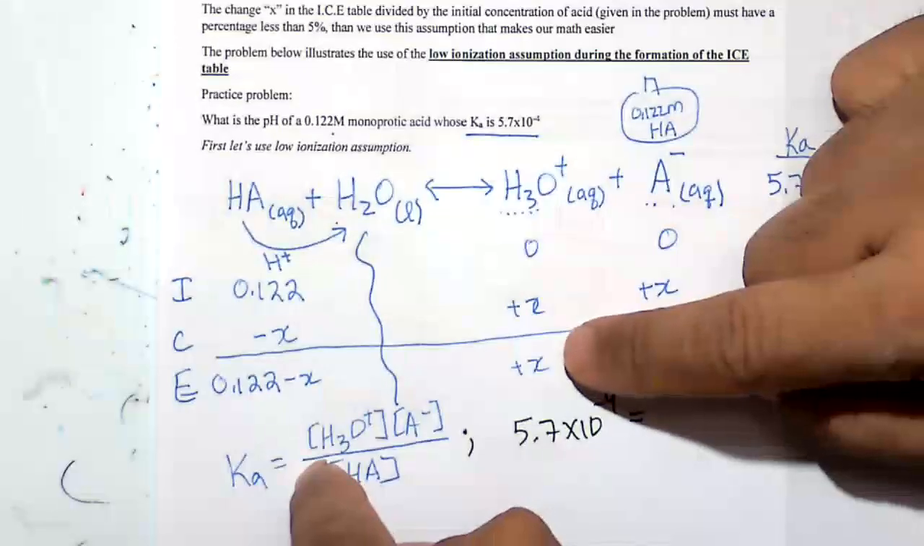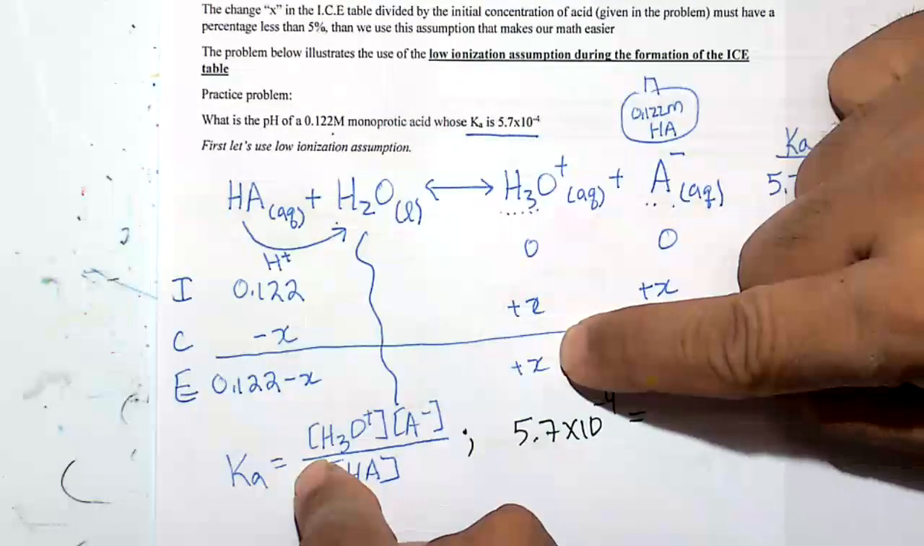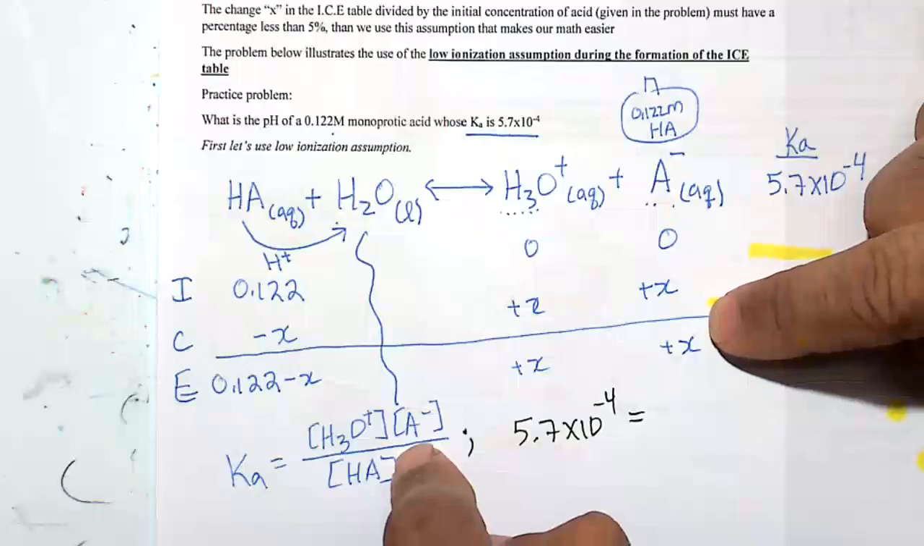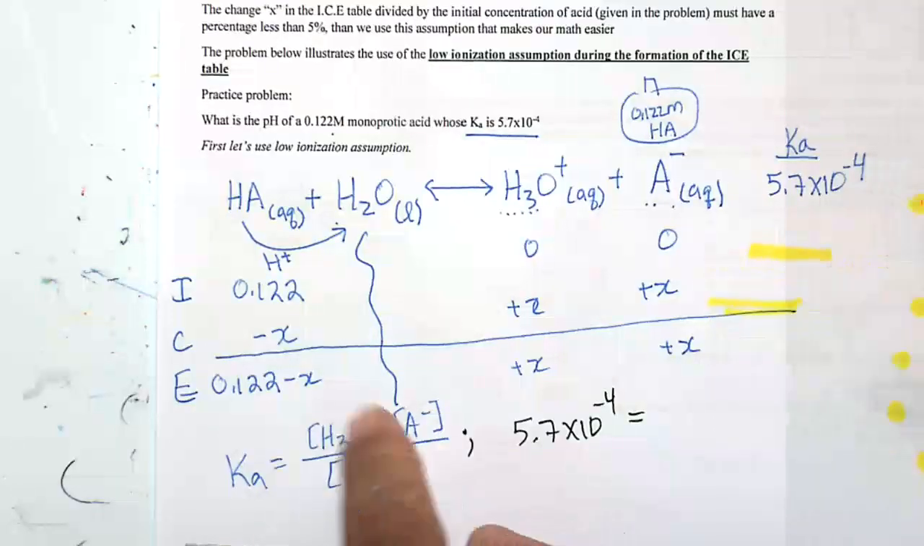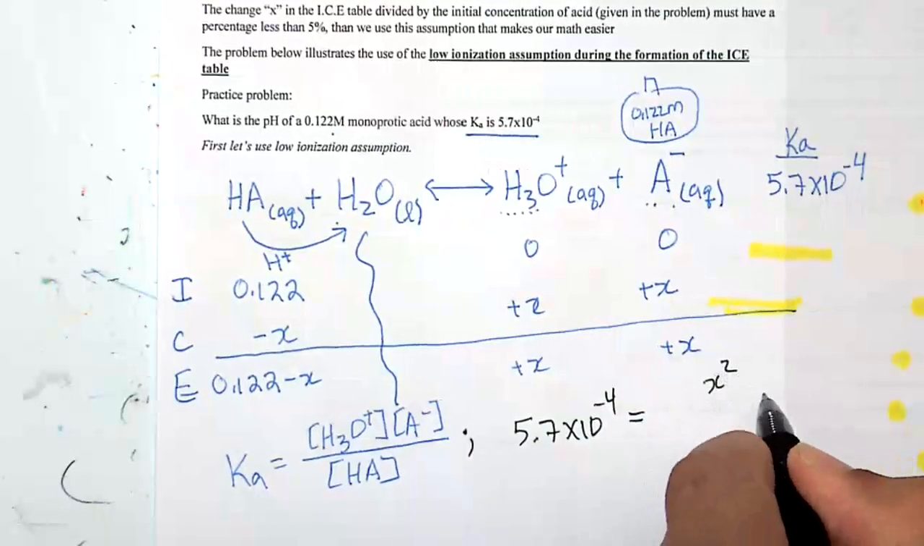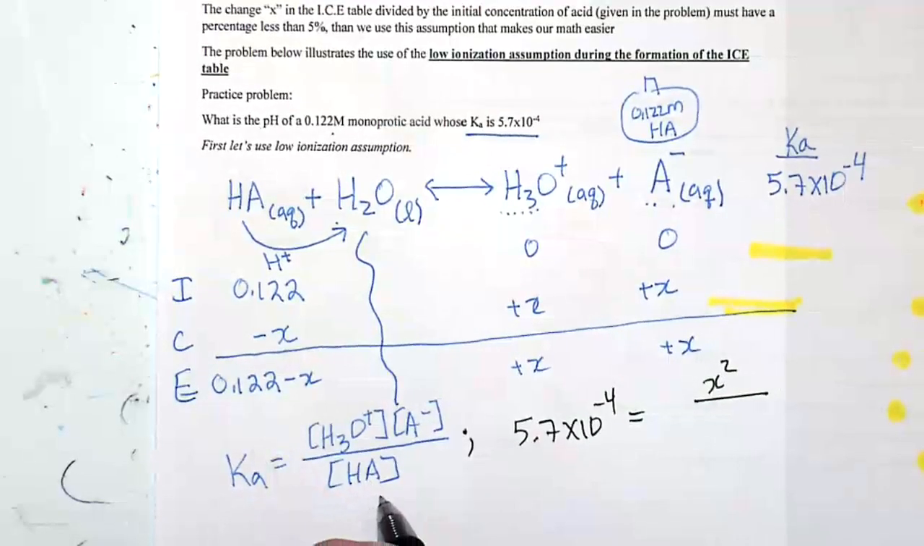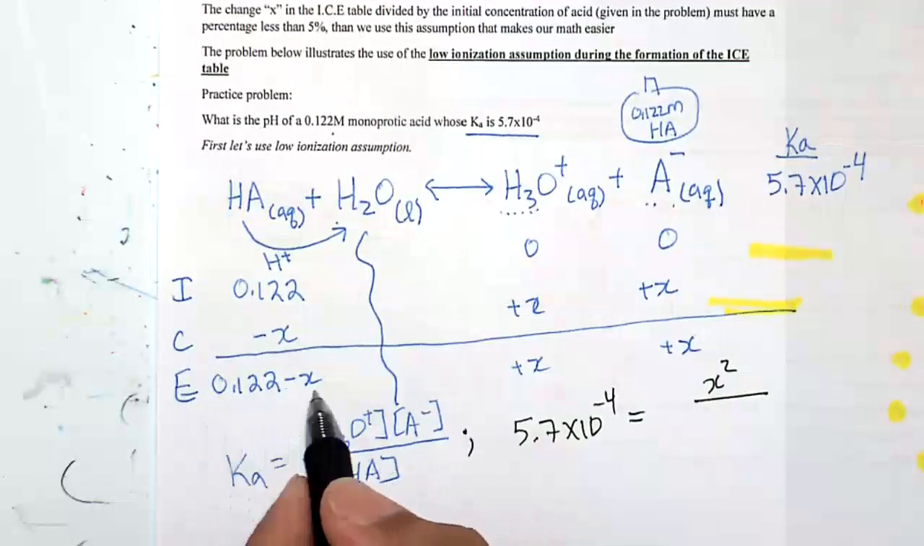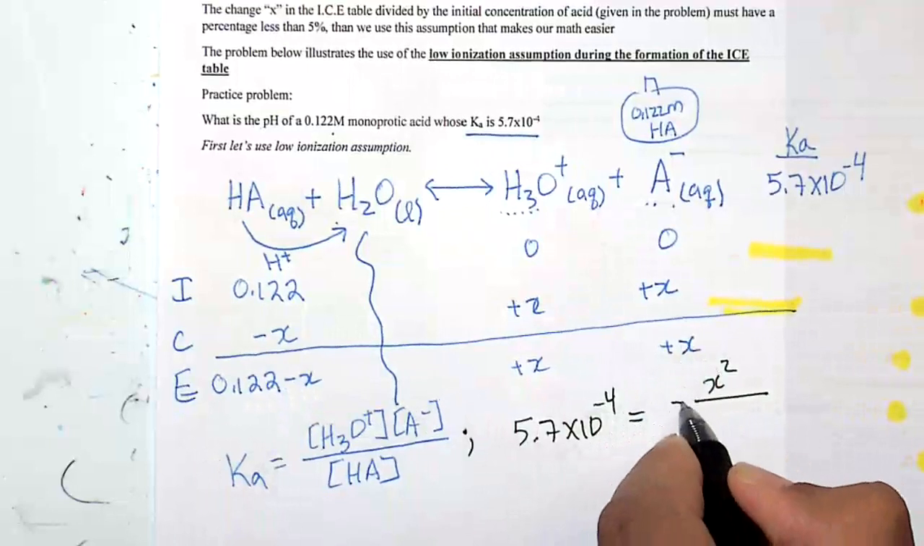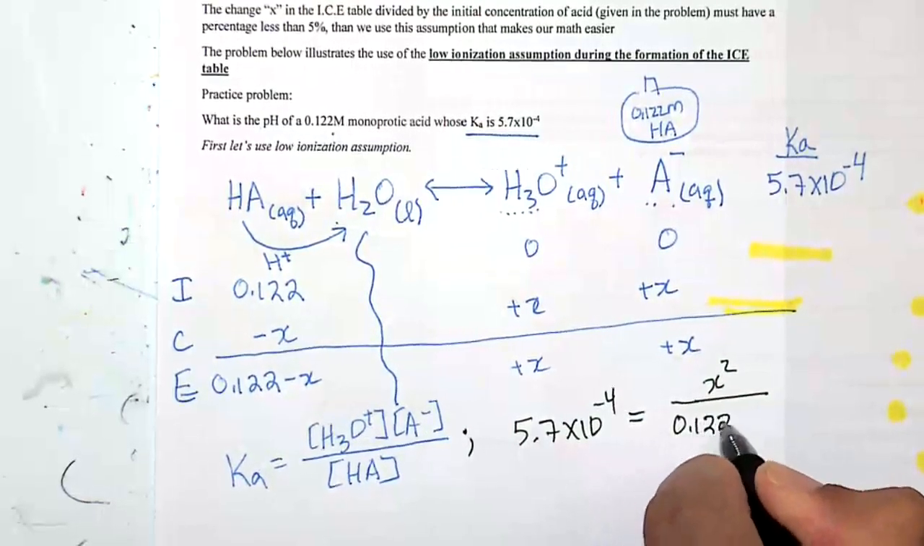What is H3O plus at equilibrium? X. What is A minus at equilibrium? X. What is X times X? What is HA at equilibrium? 0.122 minus X.